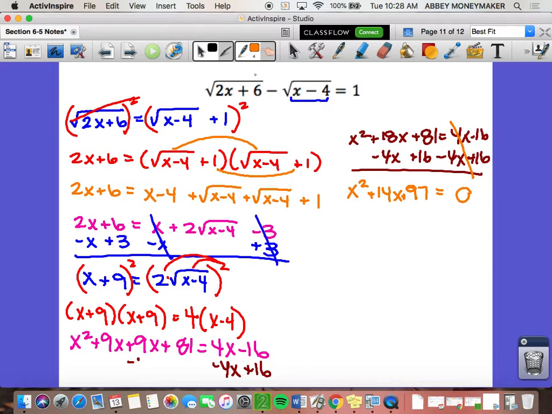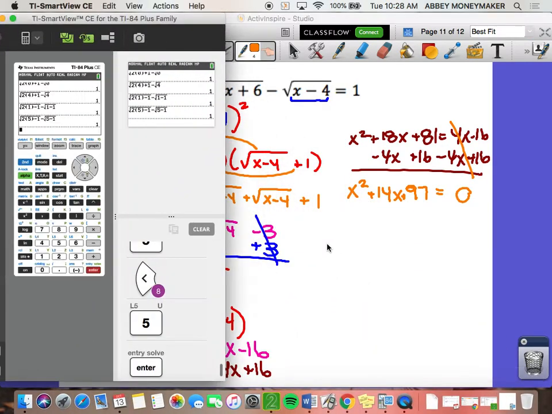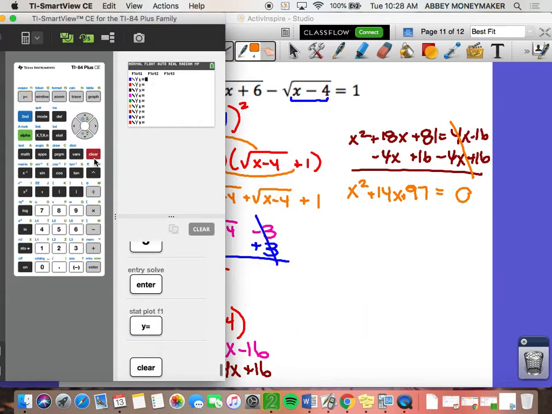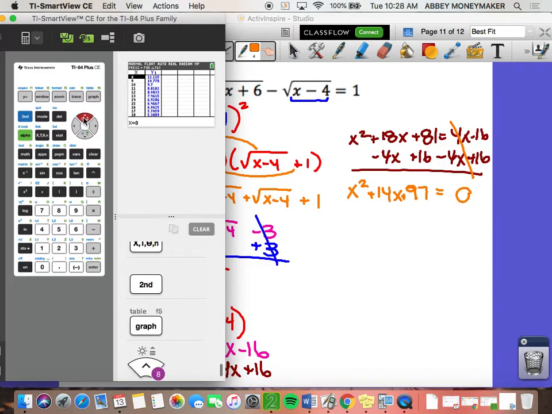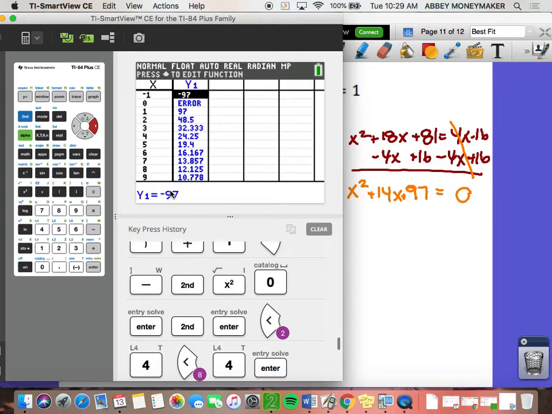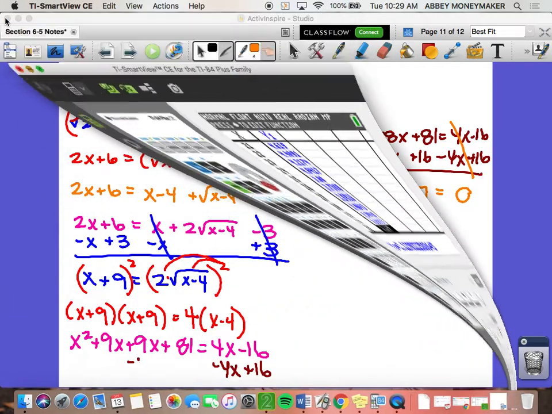Okay, let's see if that factors. Let's do our shortcut here. 97. I don't know the factors of 97. I don't think that factors, y'all. Oh, man, I would have to do the quadratic formula. Yeah, I don't think that factors. I think I did everything right, too.